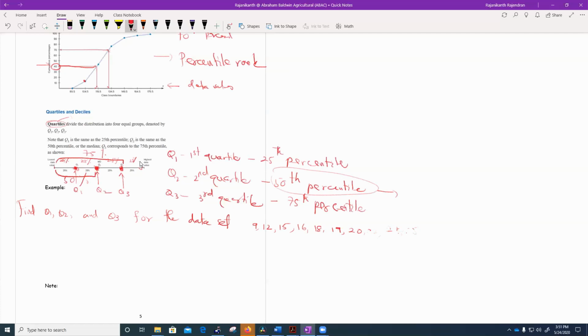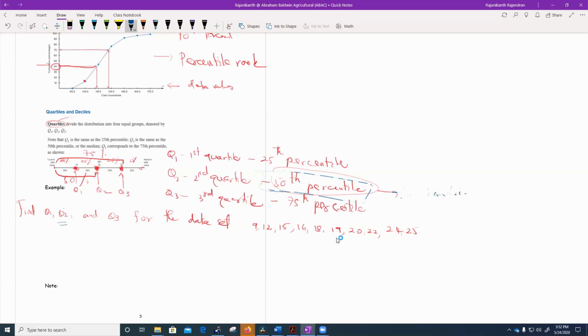Let me change the color for the time being. Remember, Q2 is my second quartile, which divides the entire data into two equal pieces. Q2 is my 50th percentile, right? It will divide the entire data into two equal pieces. I forgot to tell one thing here: since Q2 divides the entire data set into two equal pieces, this is nothing but the median, right?